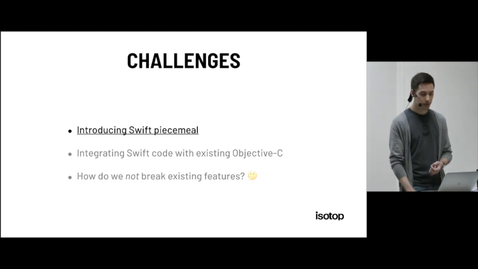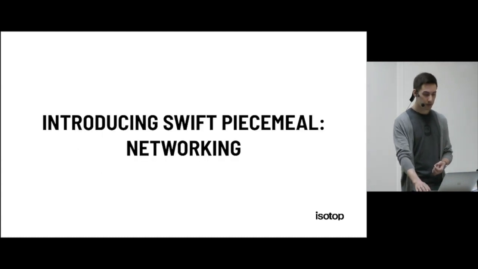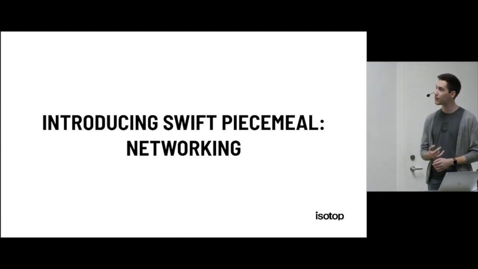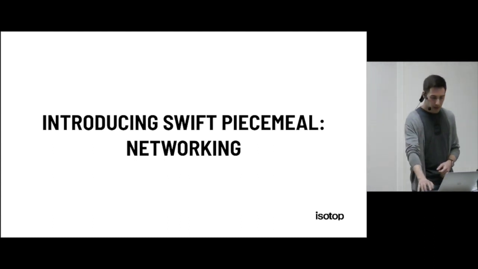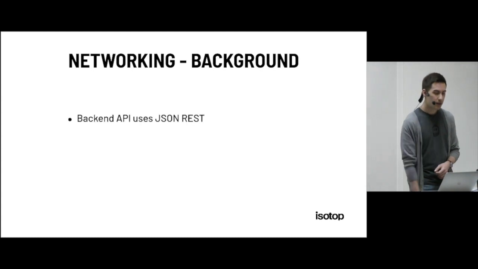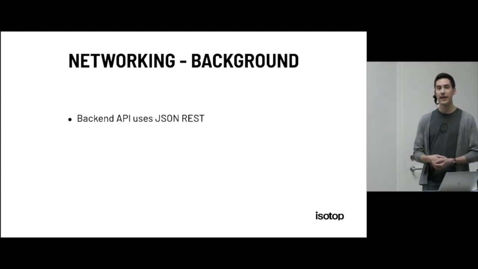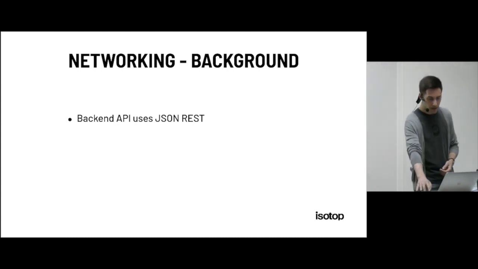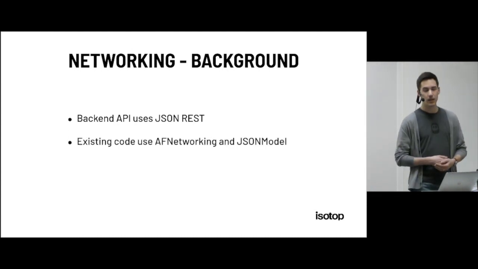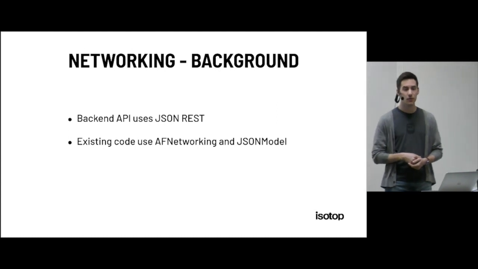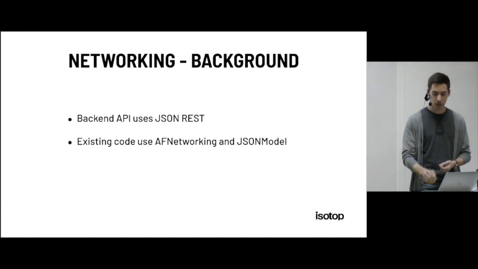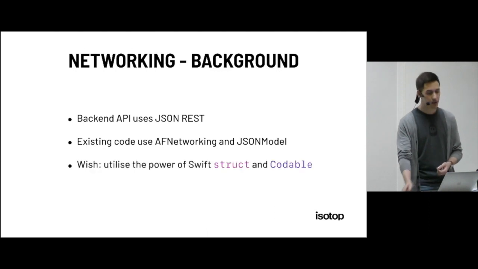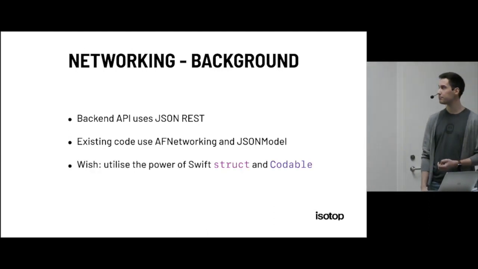So let's start with the first one, introducing Swift piecemeal. And I'm going to start talking about networking, since that was one of the customer's goals. So a little bit of background about this. The backend uses a plain JSON REST API. And the existing code in Objective-C uses AFNetworking, which I'm sure a lot of you have come in contact with, as well as JSONModel, which is a JSON deserialization API for Objective-C.